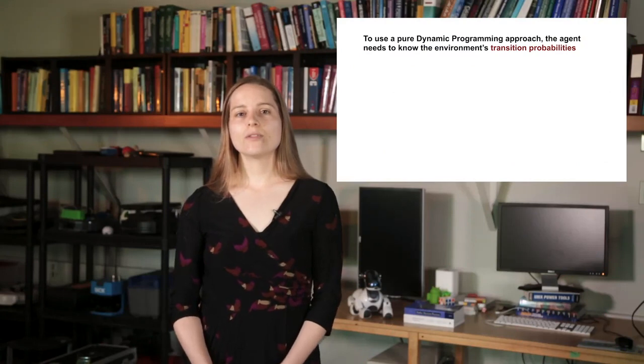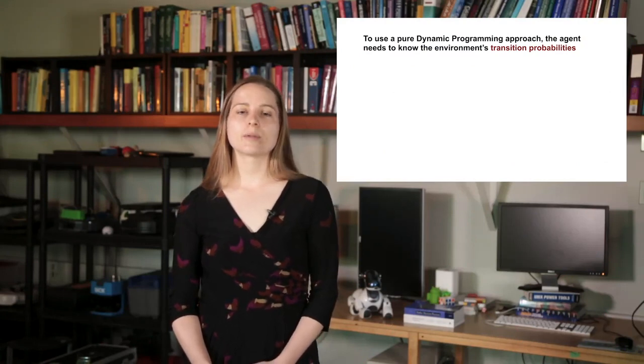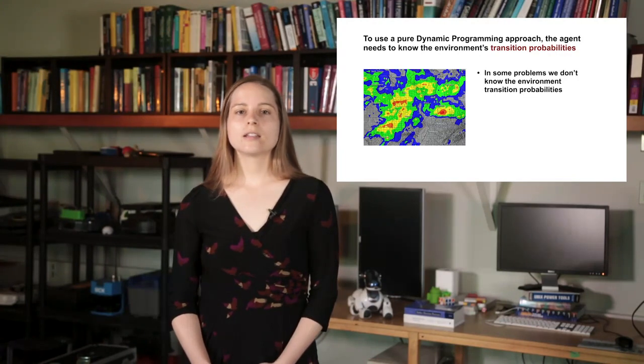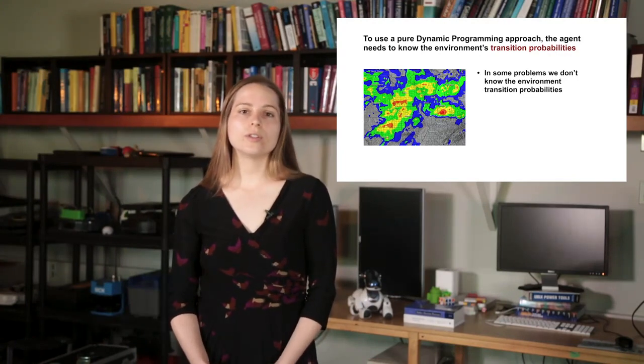Earlier, we talked about how reinforcement learning is connected to dynamic programming. To use a pure dynamic programming approach, the agent needs to know the environment's transition probabilities. In some problems, we simply don't know these probabilities.